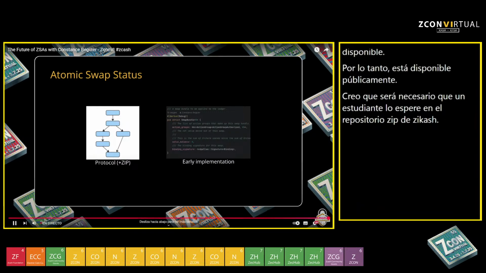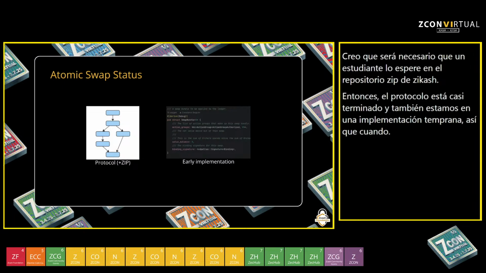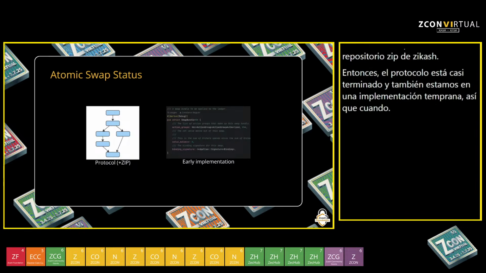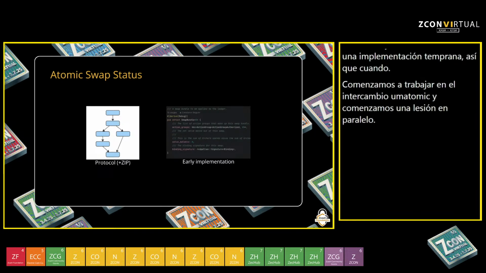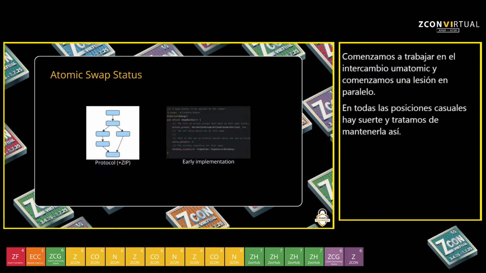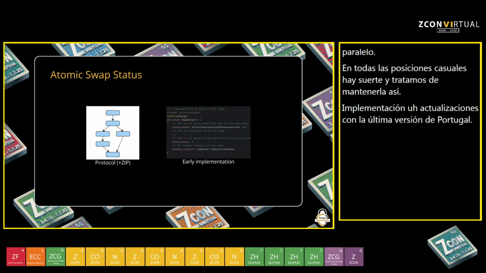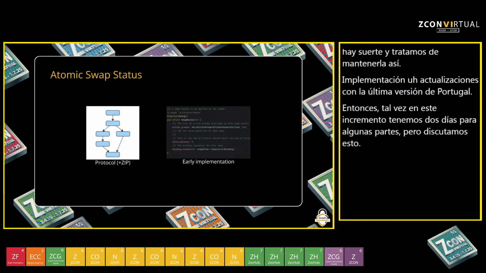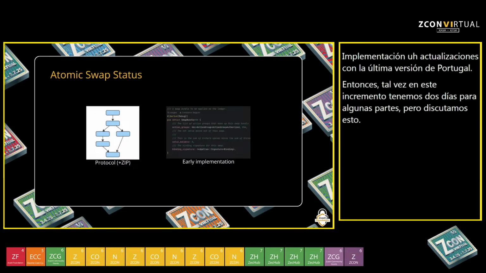So when we started to work on atomic swap, we started an implementation in parallel on all Zcash repositories, Orchard, Zebra, librustzcash, and we try to keep this implementation updated with the latest version of the protocol. So in this implementation, we may have to update some parts following the last discussion with ECC, and there is still some work also on the Zebra part. But we have a first implementation of atomic swap, which is almost finished.